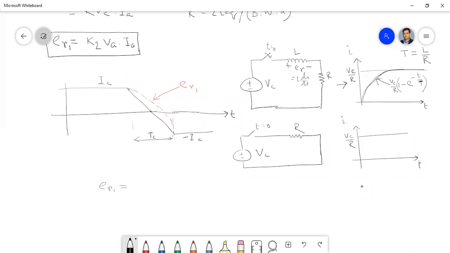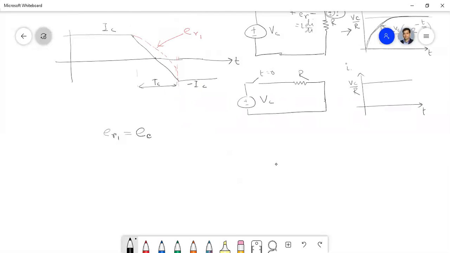If you can connect another source here which is in opposition with that, then you can minimize the problem due to this ER. So you have to develop another voltage. I don't know how, but some voltage which will counter this reactance voltage. Okay, are you getting this point?